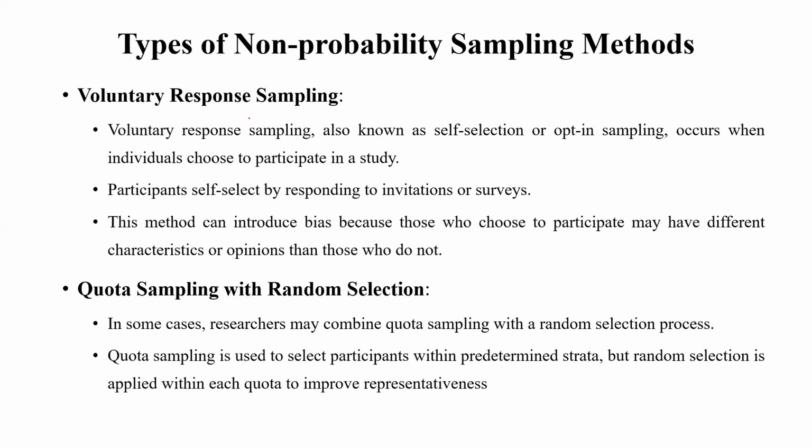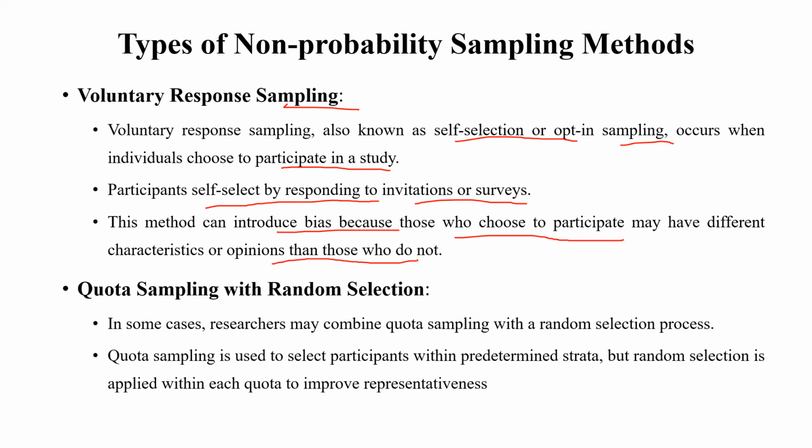Voluntary response sampling. Voluntary response sampling, also known as self-selection or opt-in sampling, occurs when individuals choose to participate in a study. Participants self-select by responding to invitations or surveys. This method can introduce bias because those who choose to participate may have different characteristics or opinions than those who do not.